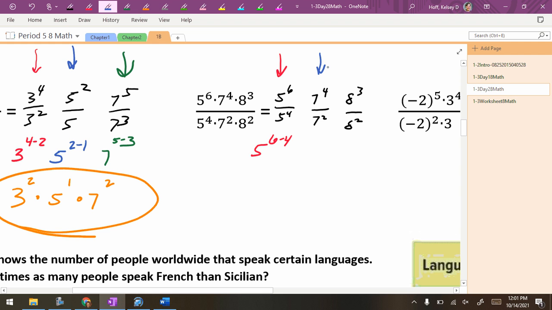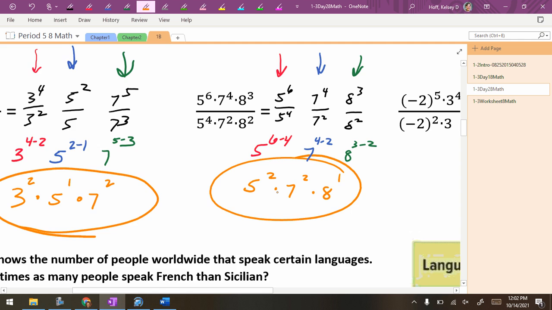Isaiah, what's my next base? 7. What am I subtracting? 4 minus 2. Paxton, what's my last base? What am I subtracting? 3 minus 2. That leaves Hudson, not the Hudson from football, to give us our final answer. 5 to the second times 7 to the second times 8 to the. Agree or disagree? Agree. Nicely done, you guys.